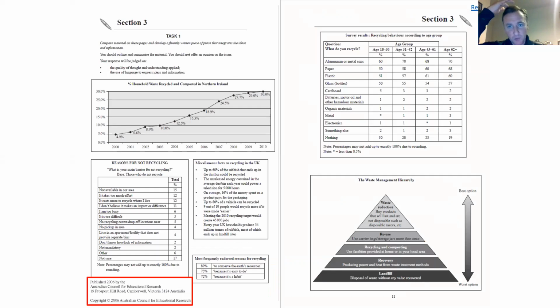Another example for task 1 is based on household recycling rates over a 10-year period in Northern Ireland. So again, the graph's clearly showing household recycling rates are increasing. Miscellaneous facts on recycling, reasons for not recycling. So again, all that information is given, and then your response is judged on the same factors: the quality of your thought and understanding applied, and the use of your language to express ideas and information.